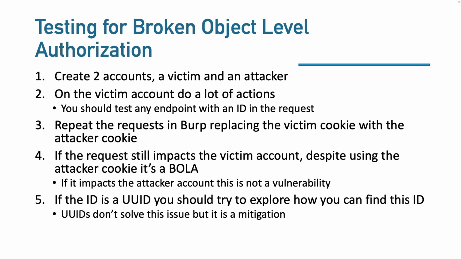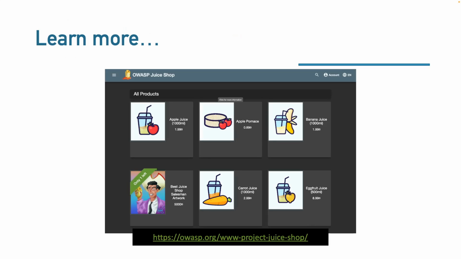If the ID is a UUID, explore the API to try and find that ID. UUIDs don't actually solve this problem. This access control is still a vulnerability, but it is a mitigation. So if you can find where those IDs are actually generated, or you can find them referenced in another API endpoint, that's really helpful. If you want to learn more, I really recommend OWASP Juice Shop.